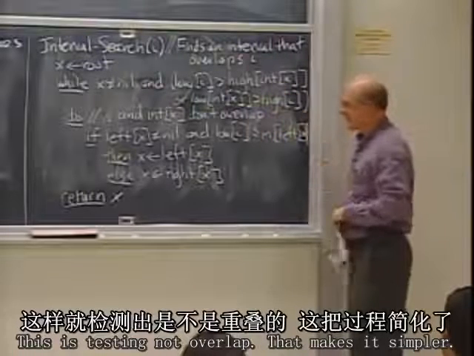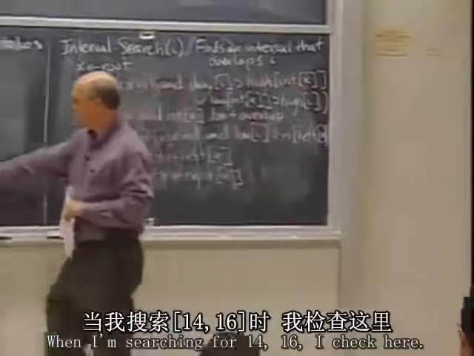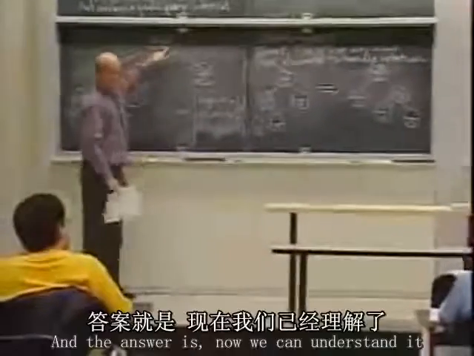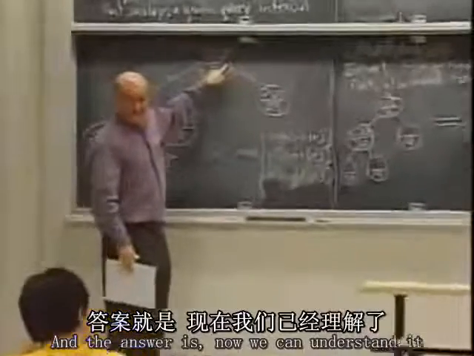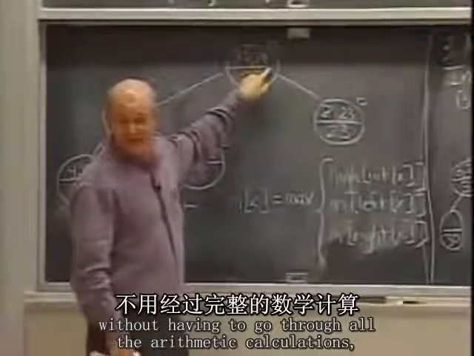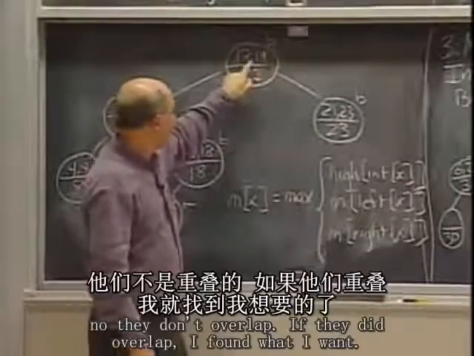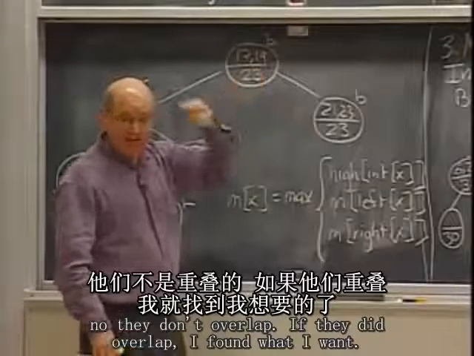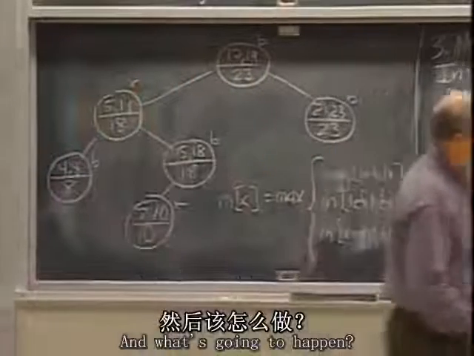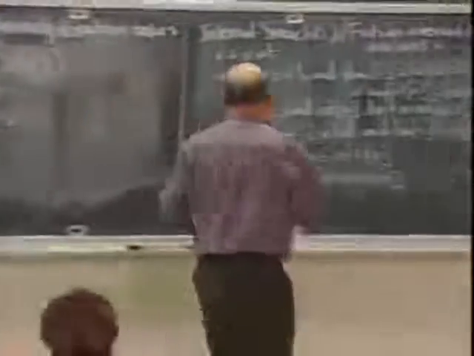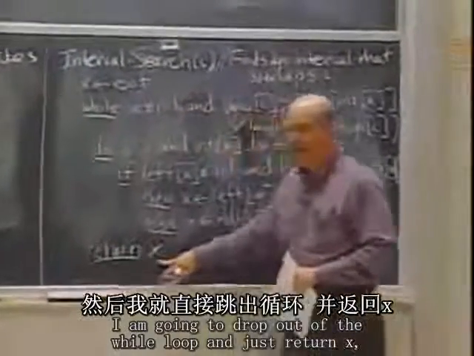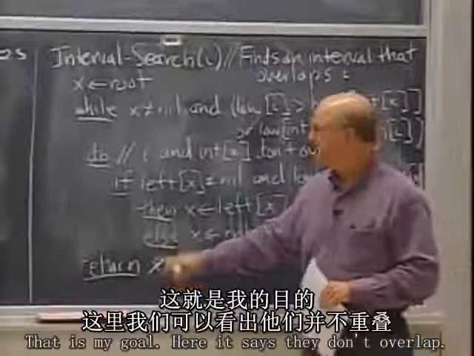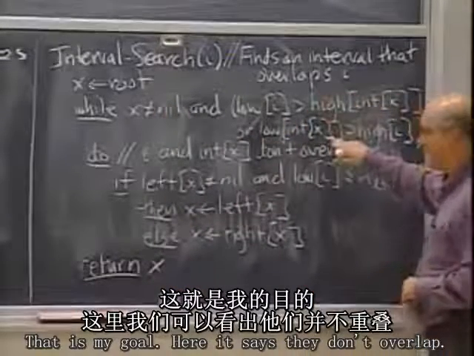Okay. So that makes it simpler. So when I'm searching for 14, 16, I check here and I say, do they overlap? Now we can understand it without having to go through all the arithmetic calculations. No, they don't overlap. If they did overlap, I found what I want. And what's going to happen? I'm going to drop out of the while loop and just return x, because I'll return something that overlaps. That's my goal.